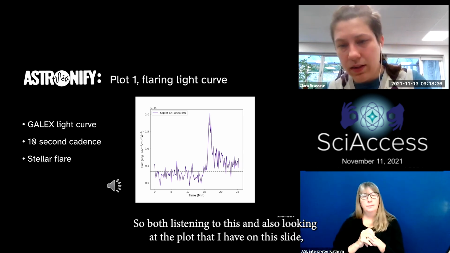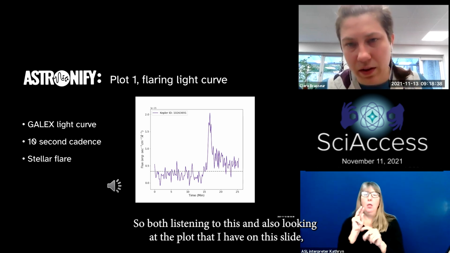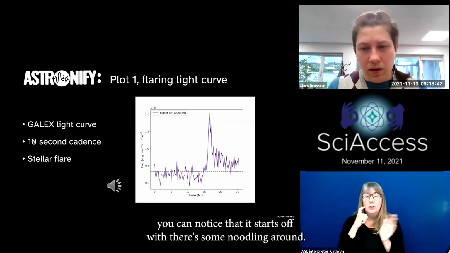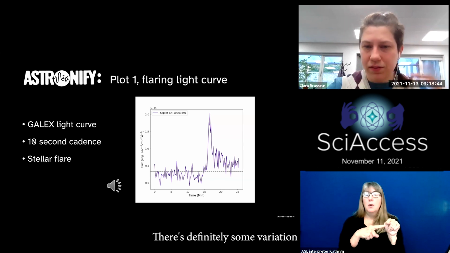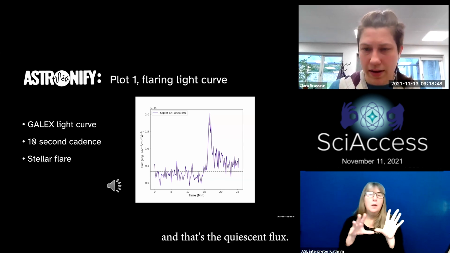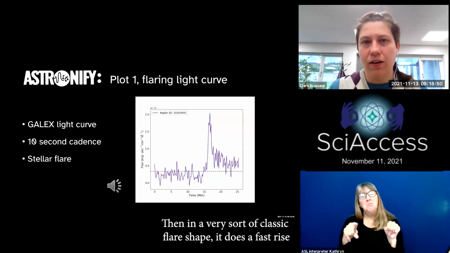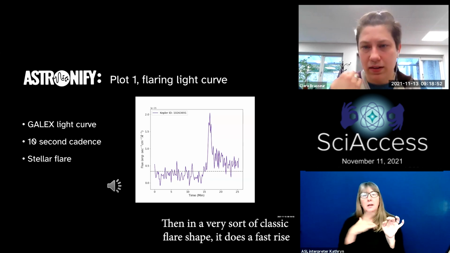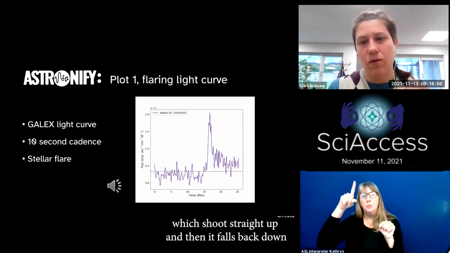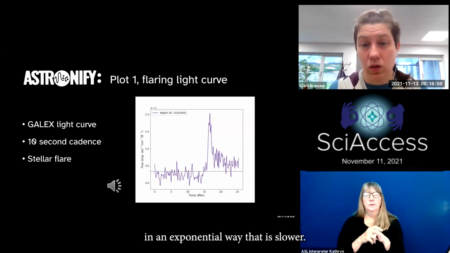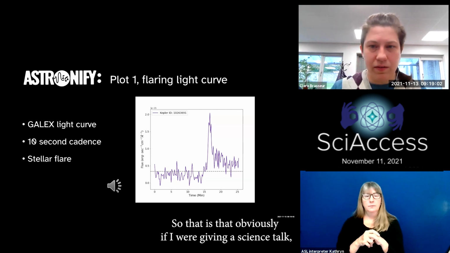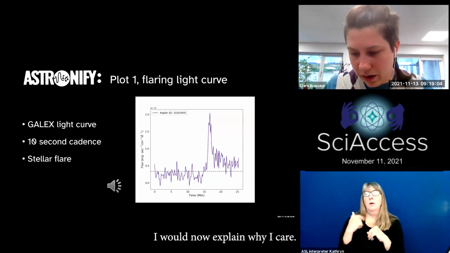so both listening to this and also looking at the plot that I have on this slide, you can notice that it starts off with some noodling around. There's definitely some variation in the amount of brightness, but it's pretty constant. So that's the quiescent flux. Then in a very classic flare shape, it does a fast rise. So it shoots straight up and then it falls back down in an exponential way that is slower. So that is that. Obviously, if I were giving a science talk, I would now explain why I care.